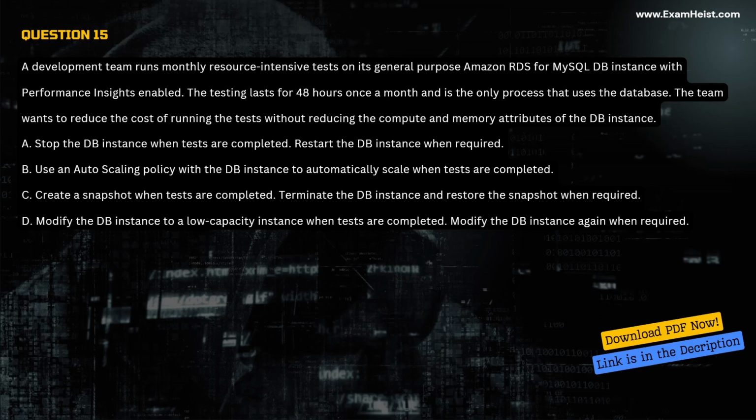Restart the DB instance when required. B. Use an auto scaling policy with the DB instance to automatically scale when tests are completed. C. Create a snapshot when tests are completed. Terminate the DB instance and restore the snapshot when required. D. Modify the DB instance to a low-capacity instance when tests are completed. Modify the DB instance again when required.